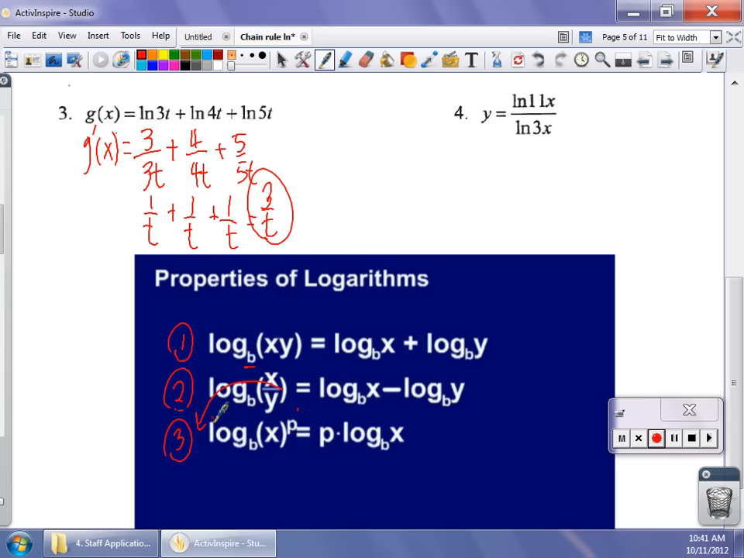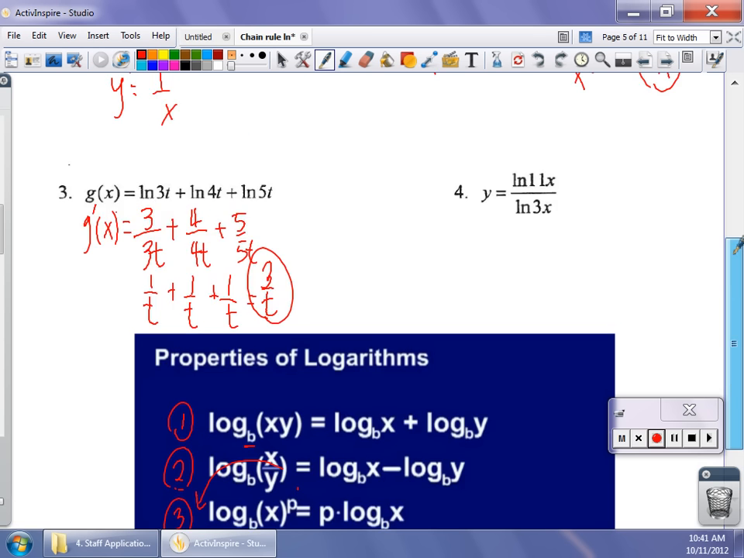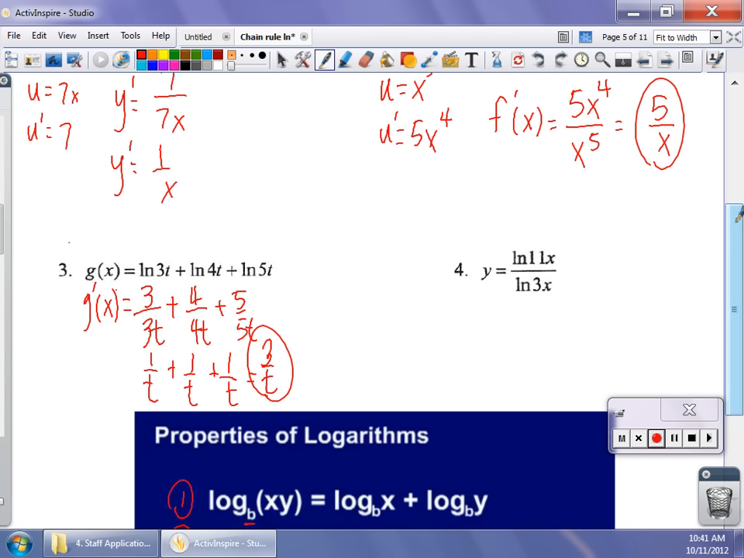All right, so having said that, I'm going to use log property number 1 to re-express the given function, and I'm going to rewrite it as ln of. So if I use property number 1, I'm reversing the process. I'm going to multiply what I'm taking the ln of back together. So 3t times 4t times 5t gives me 60t cubed.